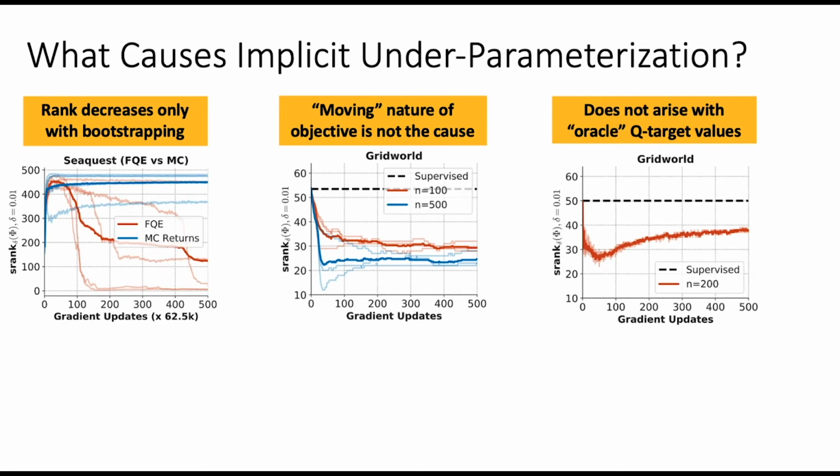Third, we also tried training Q functions using Oracle target Q values, which were generated by running tabular policy evaluation for the current policy pi. And in this case, we surprisingly found that the rank does actually increase and not decrease during training.